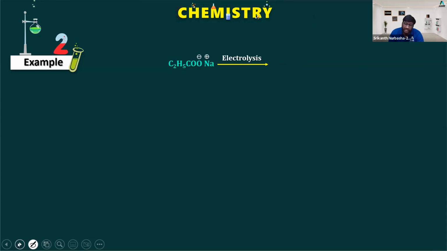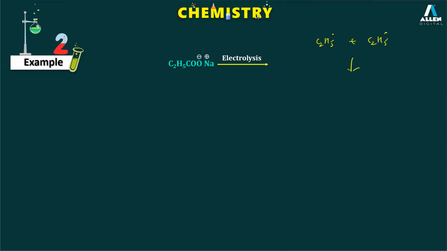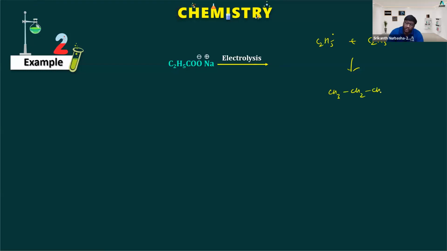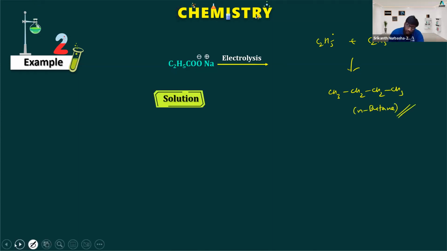C2H5COO minus Na plus on electrolysis, you'll get what? C2H5 dot combining with one more C2H5 dot will form n-butane, or not? Yes or no? Yes. CH3CH2CH2CH3, which is nothing but n-butane. CH3CH2 dot with CH3CH2 dot, n-butane is obtained.